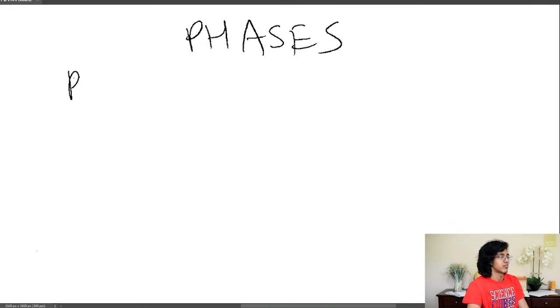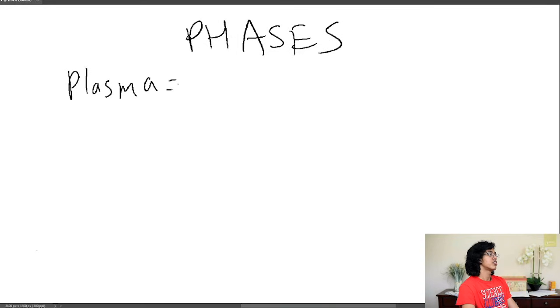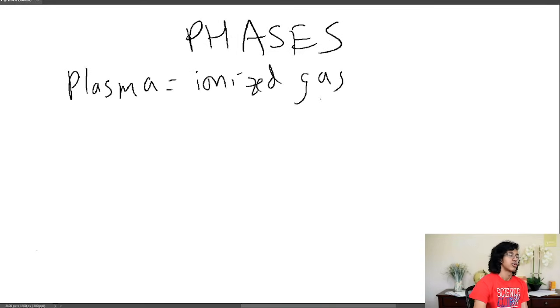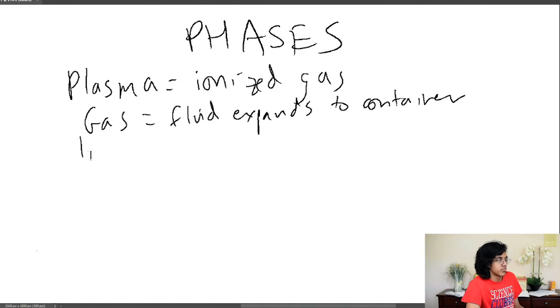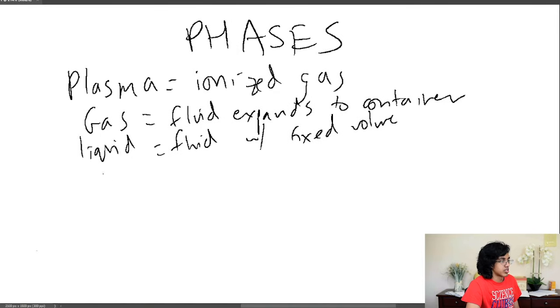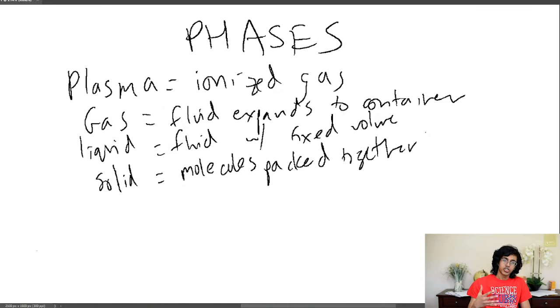The first one is plasma. And for plasma, the only thing you gotta know about it is that it's ionized gas. So if on the test it asks what a plasma is, just say ionized. If this was a multiple choice test and it gave you the option ionized, then choose that option. But unfortunately this year it's not. Next is gas, which is basically a fluid that expands to fill its container. A liquid is basically a fluid with fixed volume, and a solid is basically a bunch of molecules packed together and held together. So that's basically all you gotta know about phases, so let's talk about the transitions between the different phases.